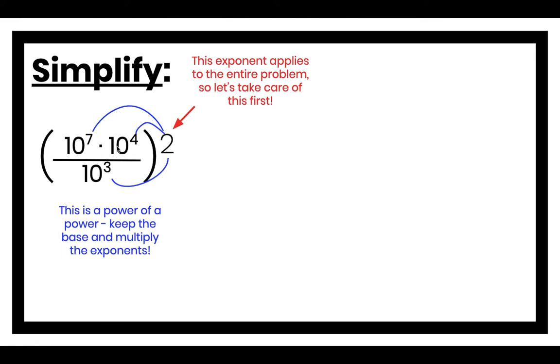And we keep our times. Times 10 to the 4 times 2 is 8, so 8th power. Then going below our fraction bar, 10 to the 3rd times 2, so it would be 10 to the 6th power. 3 times 2 is 6. So that's how we came up with this.